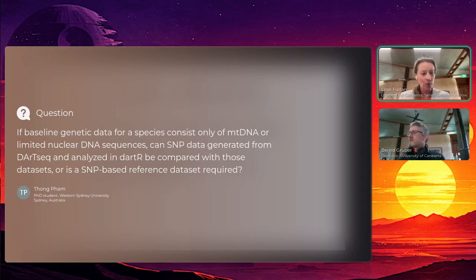If baseline genetic data for a species consists only of mitochondrial DNA or limited nuclear DNA sequences, can SNP data generated from dartSeq and analysed in dartR be compared with those data sets, or is a SNP-based reference data set required? Hang on, let me read that again. Baseline genetic data for species consists of only mitochondrial DNA. I'm not sure, is this question saying that dartSeq data contains only limited nuclear DNA? I'm not sure I understand the question.